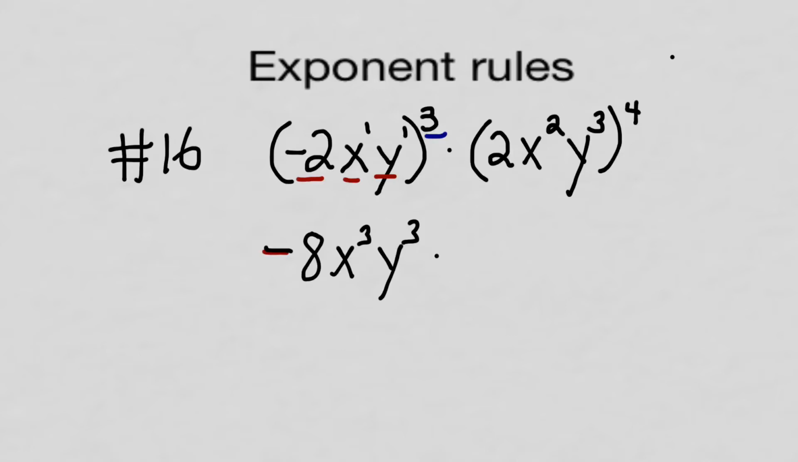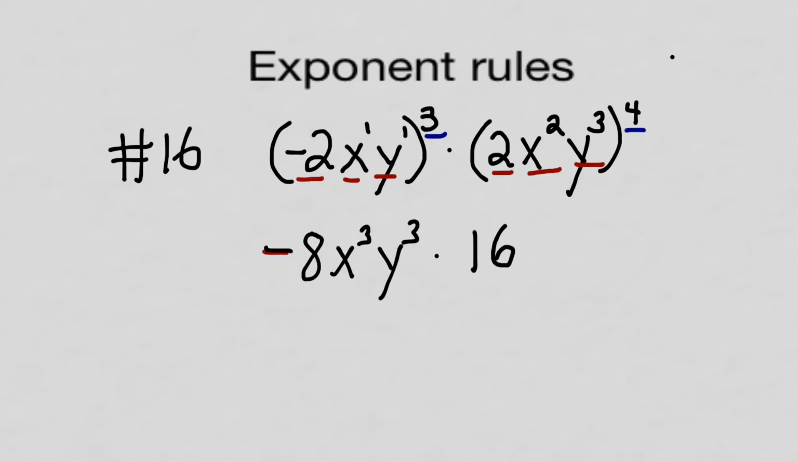Let's do the right side. We've got everything inside the parentheses to the fourth power. That fourth power is going to apply to the 2. It's going to apply to the x squared, and it's going to apply to the y cubed. Let's start with the 2. 2 to the fourth is 2 times 2 times 2 times 2. 2 times 2 is 4. Times 2 is 8. Times 2 is 16. So 2 to the fourth is going to be 16.